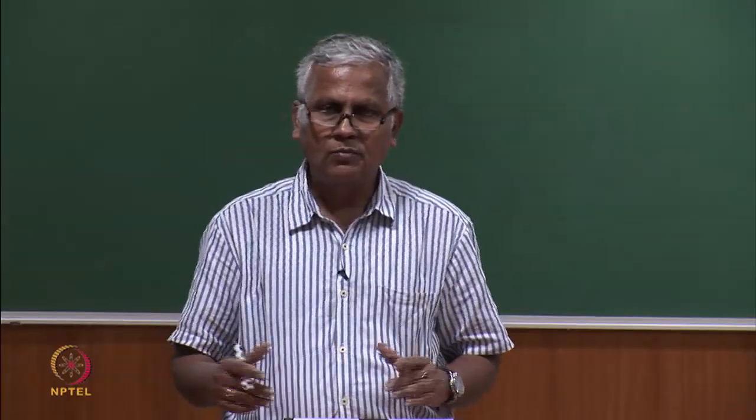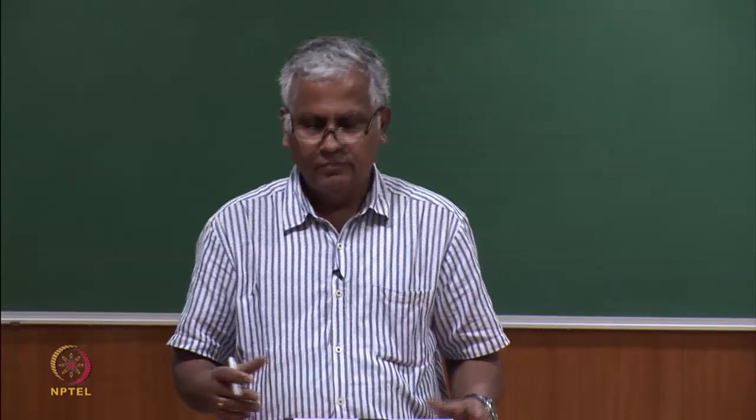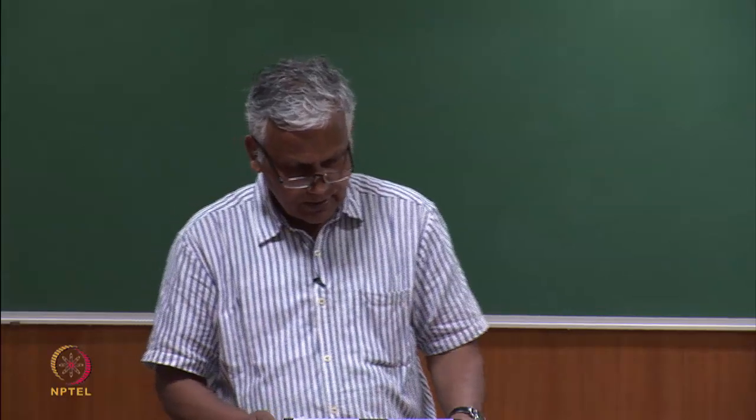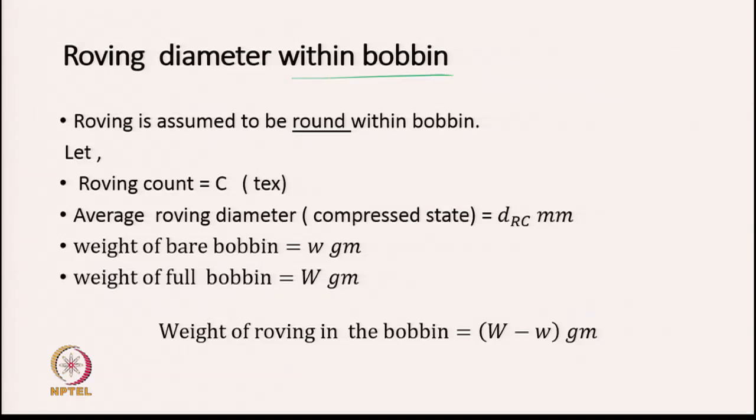So, the top layers are compressing the middle layers, and the middle layers are compressing the bottom layers. Therefore, the rovings are in a compressed state, and if we want to know the average roving diameter within the bobbin, we can find it out following this method. Let us assume the roving is round within the bobbin. This itself is an assumption which may not be correct, but to make the case simple, we take it as true.